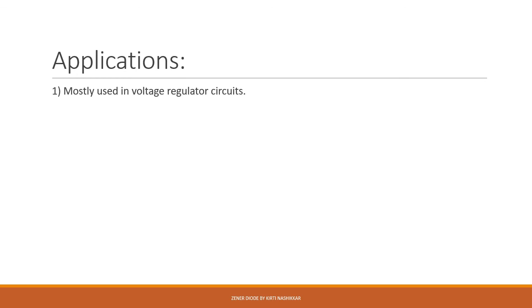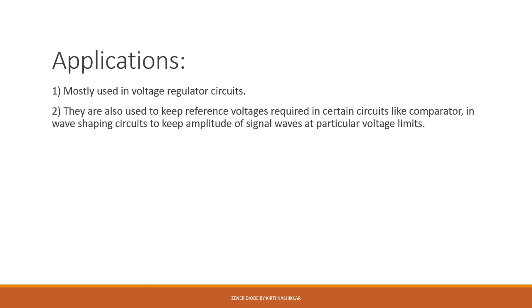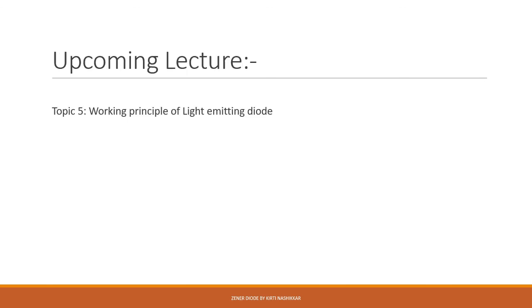As for applications, they are mostly used in voltage regulator circuits, and they are mostly used as reference voltages in circuits like comparators and wave shaping circuits to keep the amplitude of signal waves within particular voltage limits. So this was all about Zener diodes. The upcoming lecture is the working principle of the light emitting diode, that is LED.